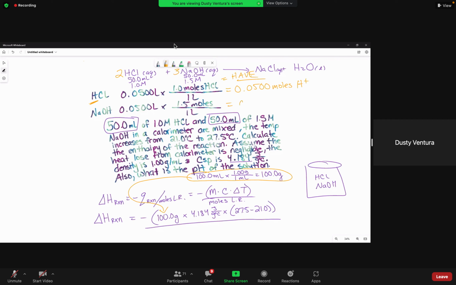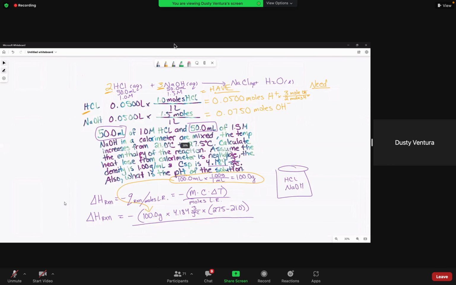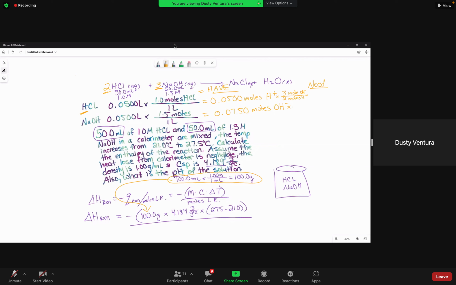And this is the moles of OH. Okay, and then to figure out the moles that you need, you turn the moles that you have into the moles that you need. So you need the mole ratio between the two. There are 2 moles of H plus for every 3 moles of OH. That's what we did here because I just made some fake coefficients over here to try to teach the have need method. And then you do the same thing with the OH.